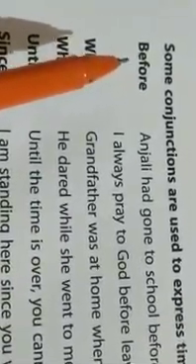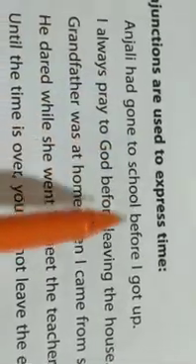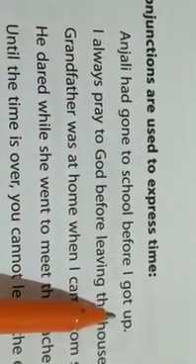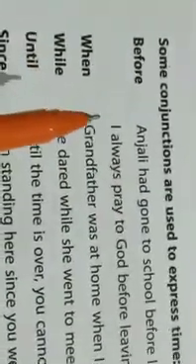Like this. Some conjunctions are used to express time. Like before, when, while, until, since, as soon as. You can see some conjunctions may be made up of 1, 2 or maybe more than 2 words, like in this one, as soon as. So let's understand this with the help of some examples. Like before, Anjali had gone to school before I got up. Okay. I always pray to God before leaving the house.